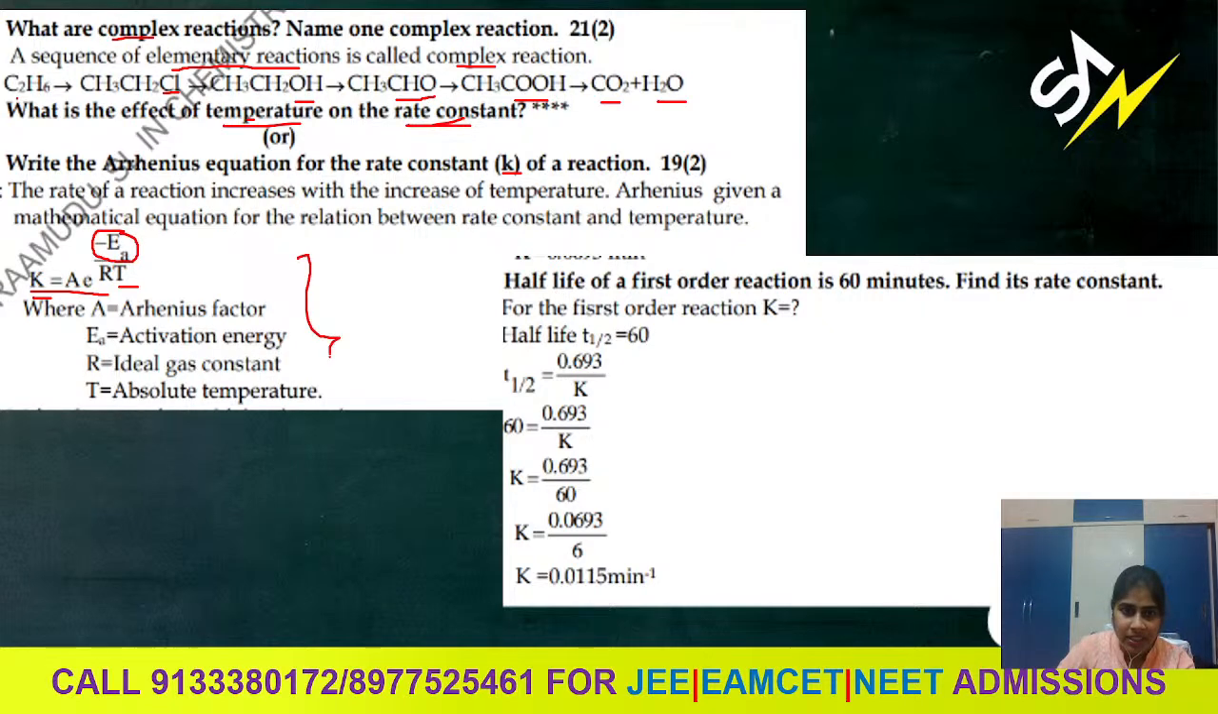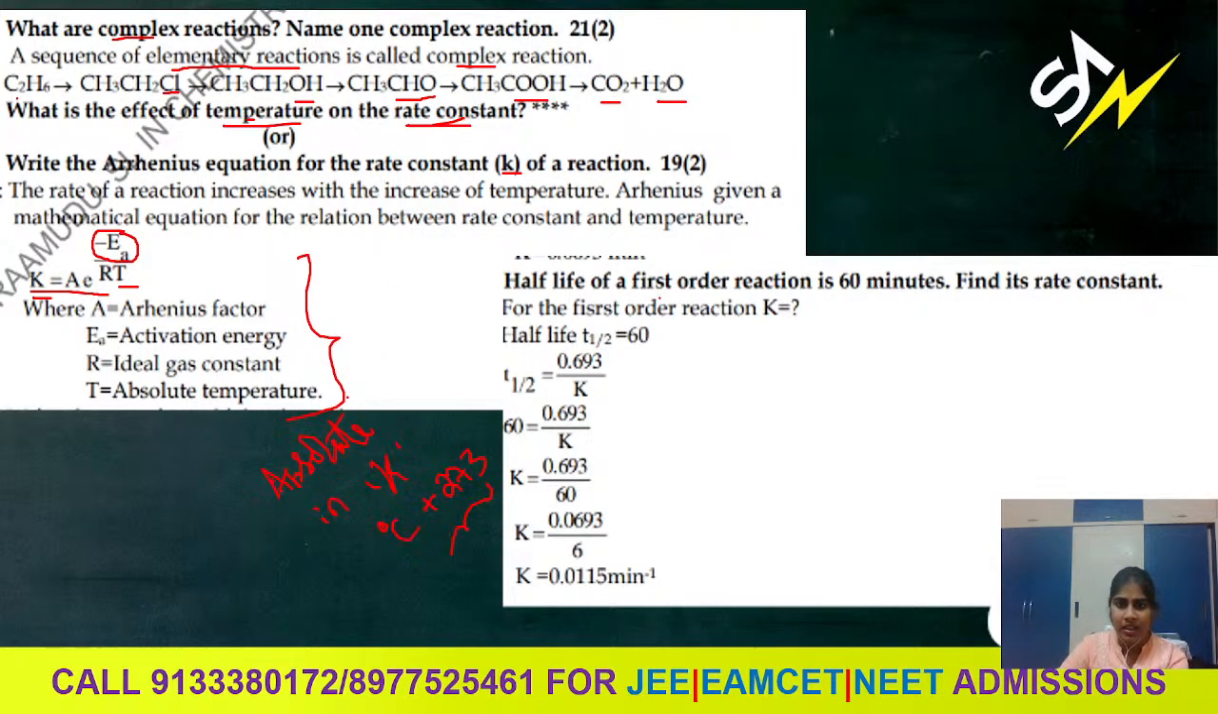When a question is asked on this Arrhenius equation, remember to check whether the temperature is given in absolute form or not. It means in units of Kelvin. If it is given in degree centigrade, you need to add 273 to convert it into Kelvin. So remember in this way.